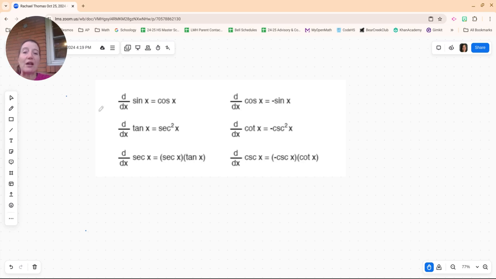But the derivative of sine being cosine and the derivative of cosine being negative sine are the foundation for finding the derivatives of the other 4 trig functions.